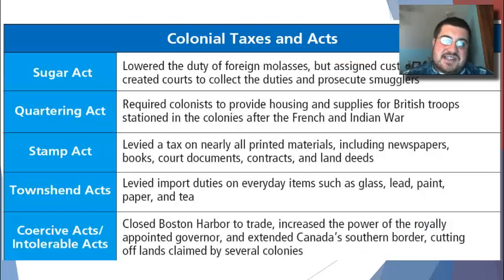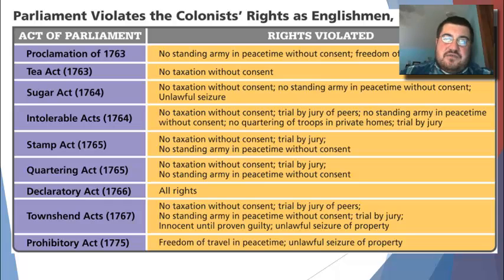Here are some of the taxes that were put on them. The Sugar Act. The main ones to know would be... we don't care about the Quartering Act, but that's in our Bill of Rights, that you can't make a soldier stay in a person's house. The Sugar Act, the Stamp Act, the Townshend Acts, and the Coercive or Intolerable Acts were passed after the Boston Tea Party.